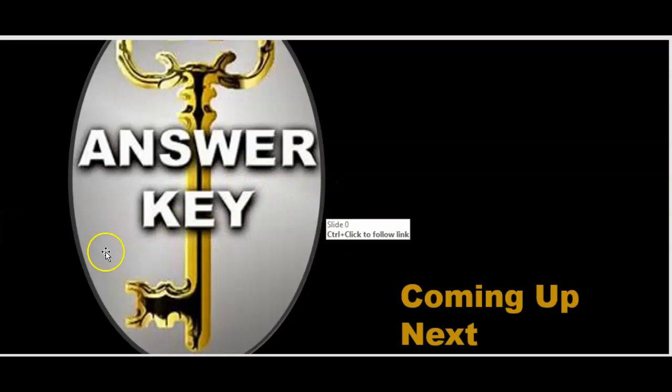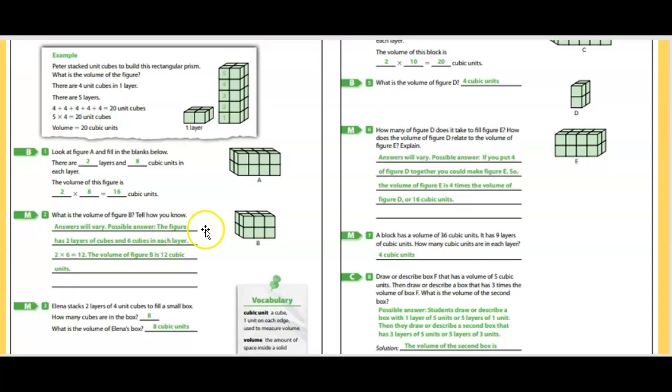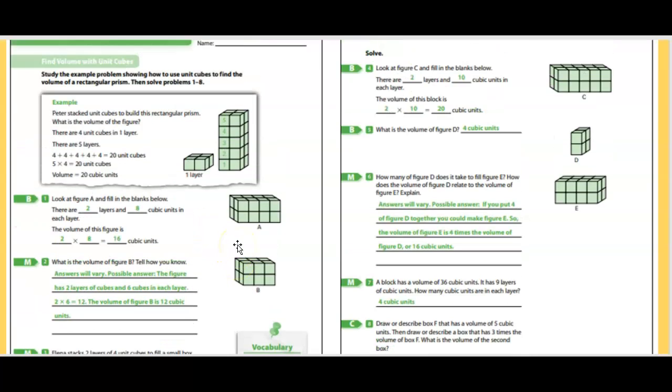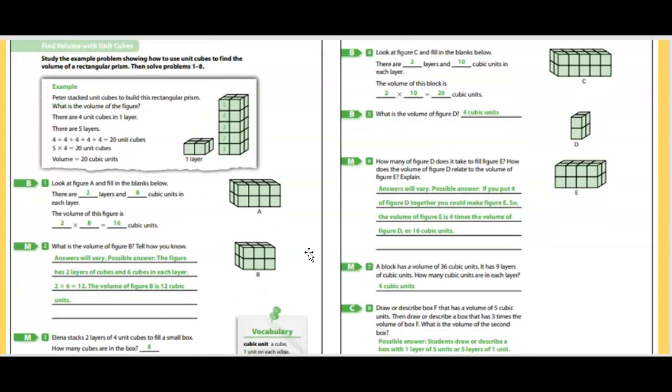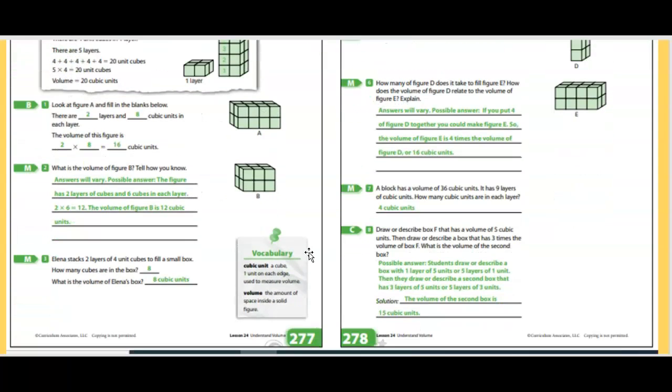So guess what's coming up next? The answer key. I know they're small. Remember to try and enlarge it as much as you can. Ask questions if you can't figure it out. Here are the answers to the practice page so that you can check and see how you did.